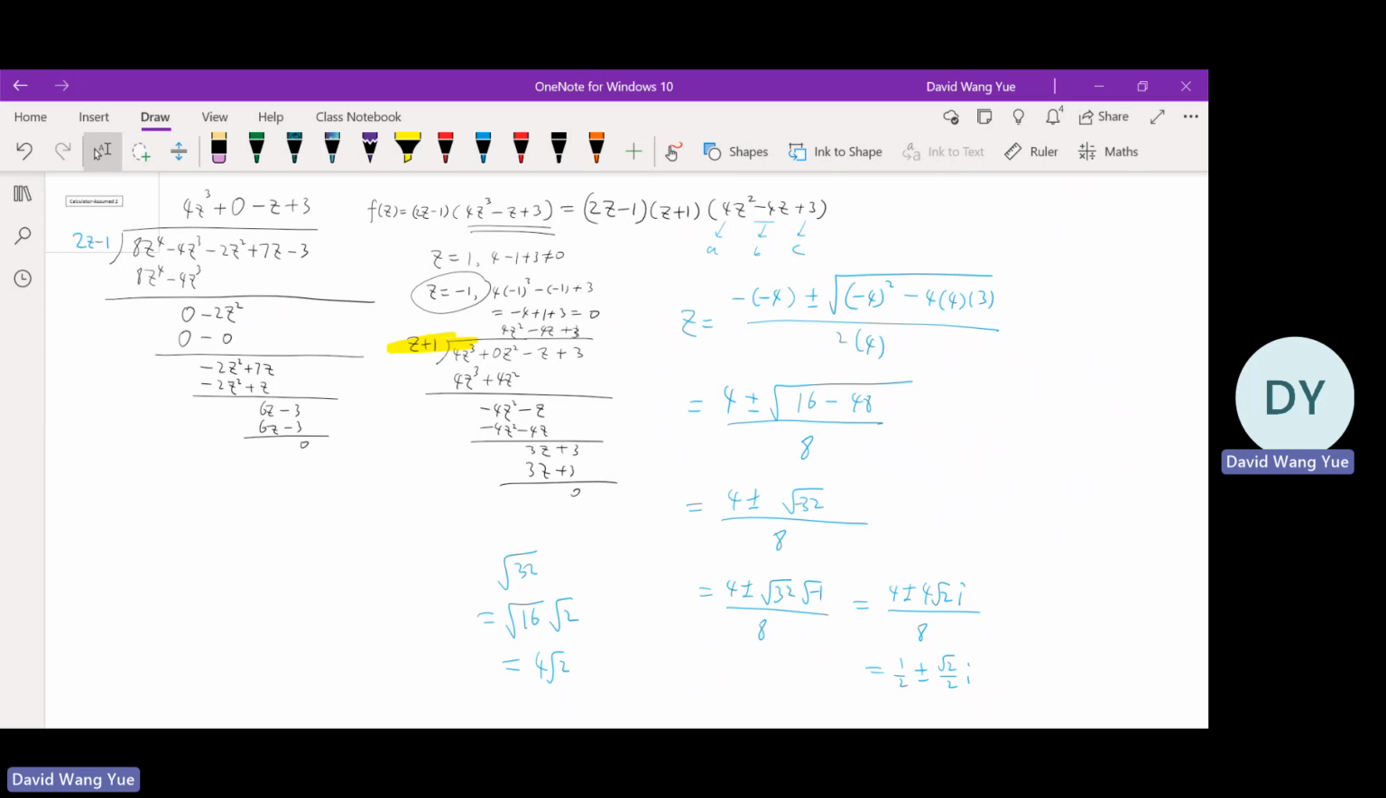So that's how you get z equals half, z equals -1, and then z equals half plus minus root 2 over 2 i.